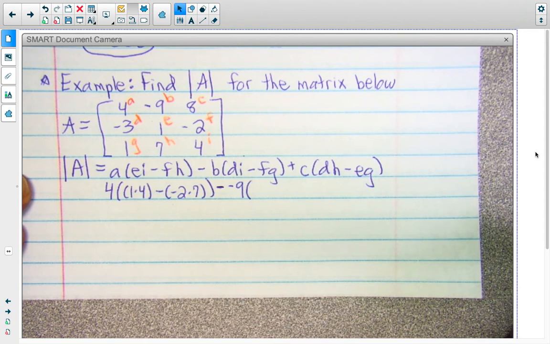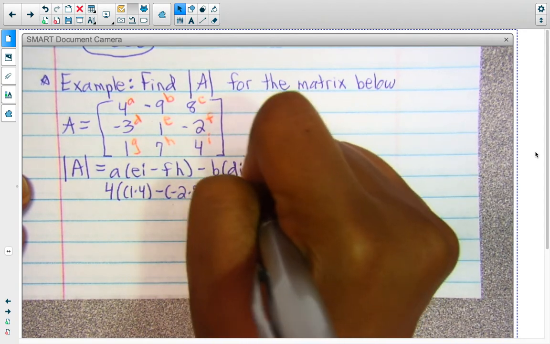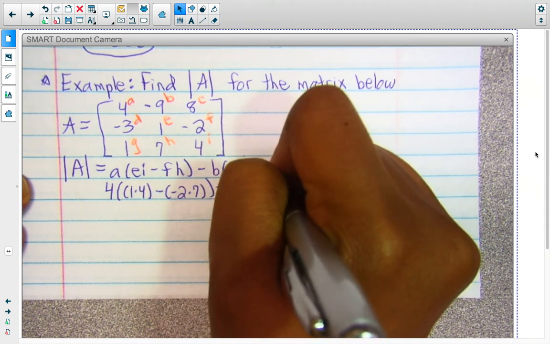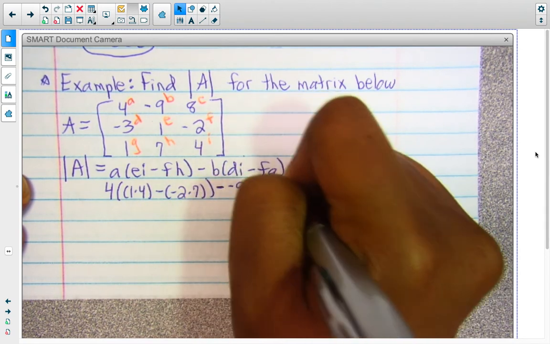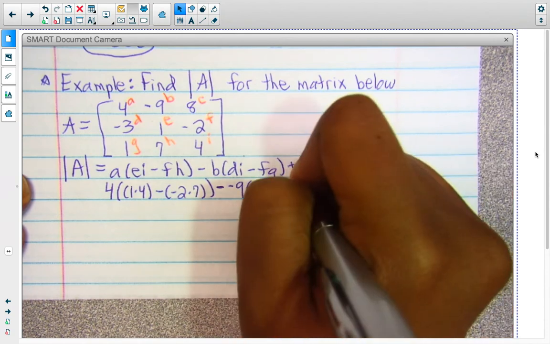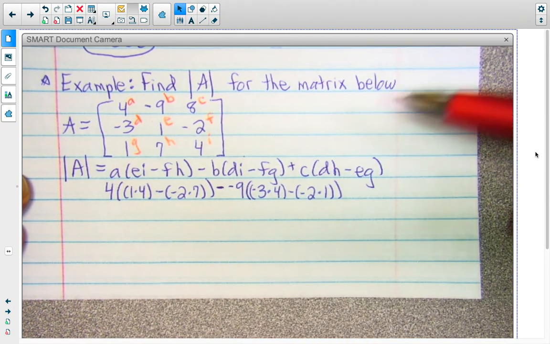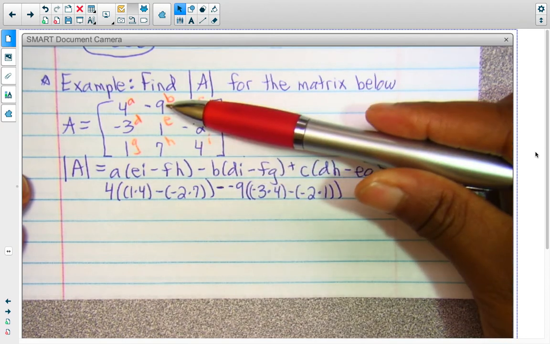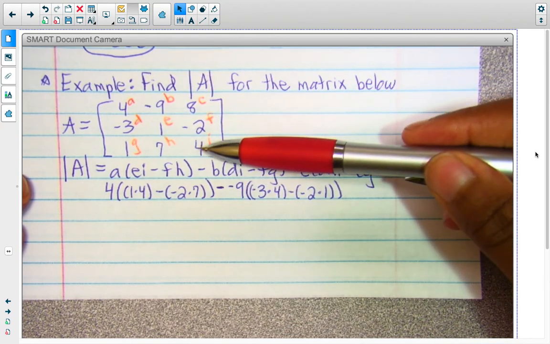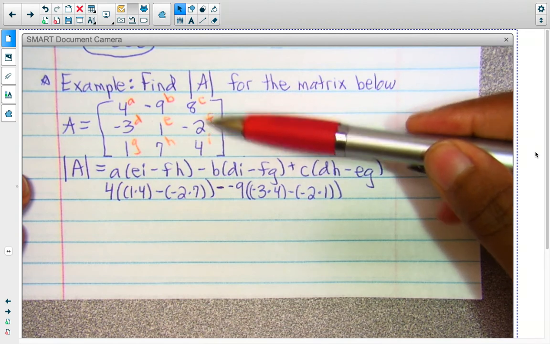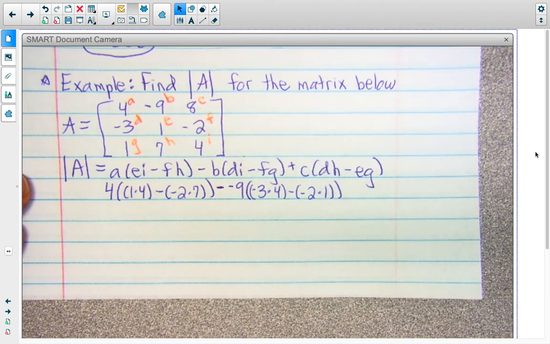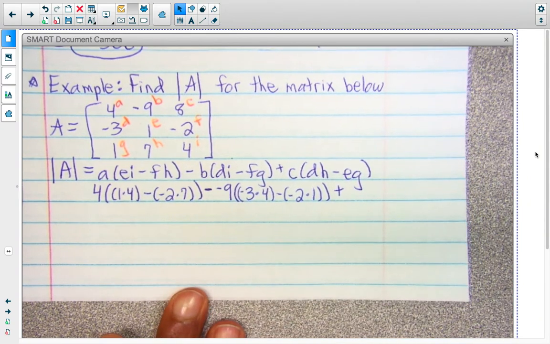Now it says to do DI minus FG. So this is going to be -3 times 4. And then F times G. So D is -3, I is 4, F is -2, and G is 1. And the last thing, I will try to see if I can put it on this same line here. The last thing says to do C, which is 8.